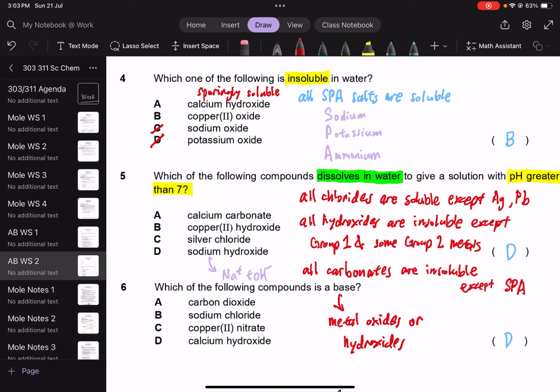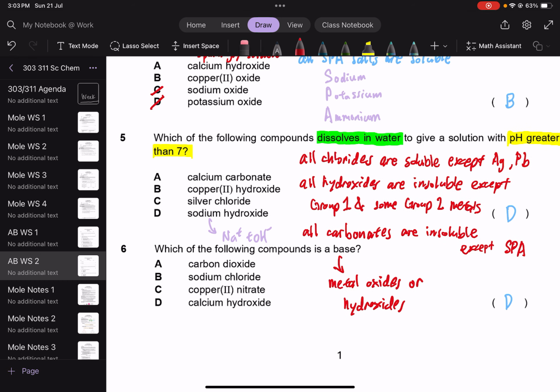Next, let's move on to question 5. Question 5 also requires you to have a good understanding of salt solubilities. For option A, calcium carbonate, all carbonates are insoluble except for your SPAR carbonates. So we can eliminate option A. For option B, all hydroxides are insoluble except for group 1 and some group 2 metals. And since copper 2 hydroxide is not from group 1 or group 2, we can also eliminate option B.